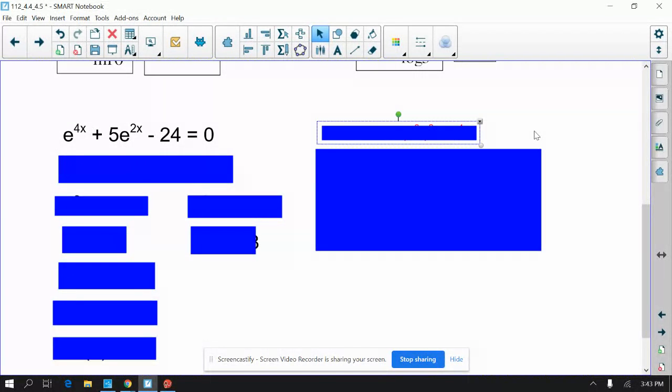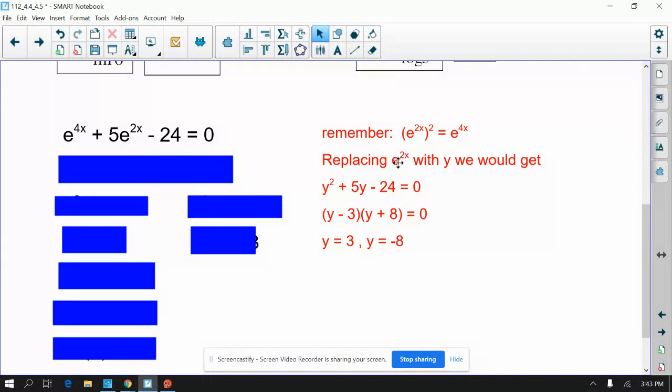Well, we had to recognize yet another property, but this time of exponents. e to the 4x is the same thing as e to the 2x squared. So what? Well, now look at this again. You've got 5 e to the 2x here, and you've got e to the 2x squared. So this is really a trinomial that is factorable. If you replace e to the 2x with y, for example, then this becomes y squared. This becomes 5y. This becomes negative 24. And that can be factored. So that's how we approach this.